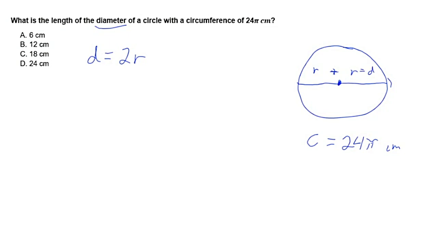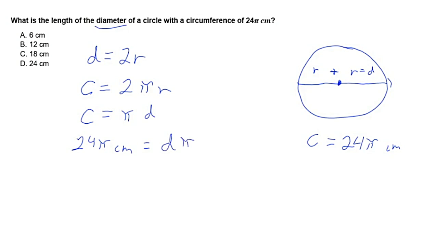So let's recall our formula for circumference equals 2 pi r. Well, that looks kind of familiar, so it's almost like the circumference is sort of like saying pi times the diameter. Okay, great, we're getting somewhere. So let's fill in what we know. We have the circumference, 24 pi centimeters, is equal to our diameter times pi.